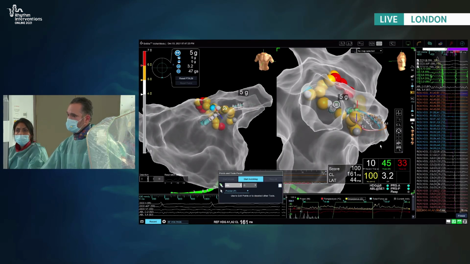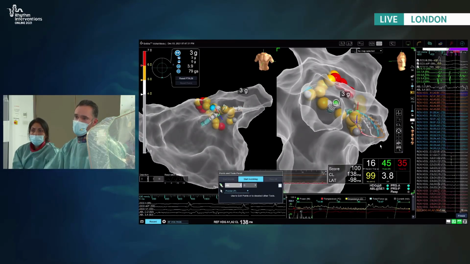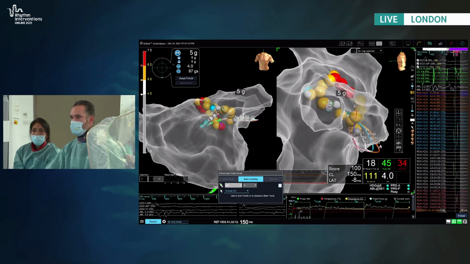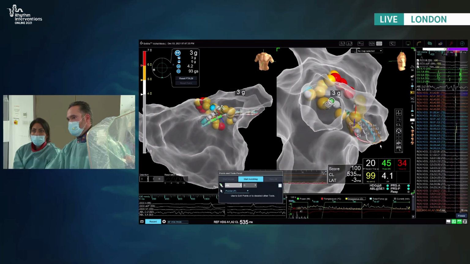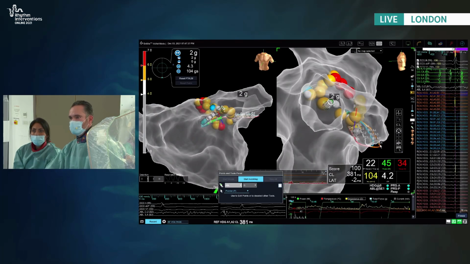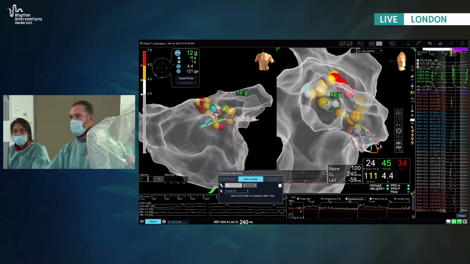Ross, can I ask, what sort of powers are you using? 45 watts. So I suppose that's moderate power nowadays, isn't it? I think you've had your live case with high power short duration already, haven't you? So this probably looks a lot lower by comparison.